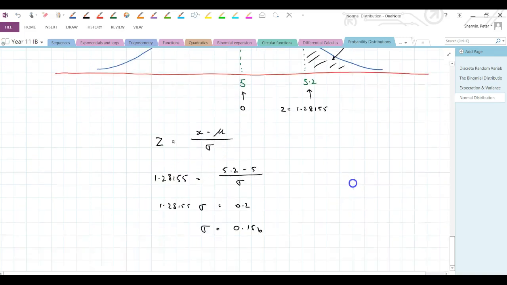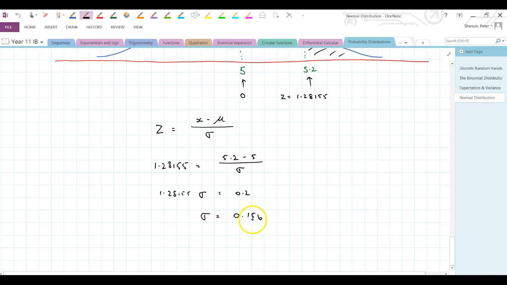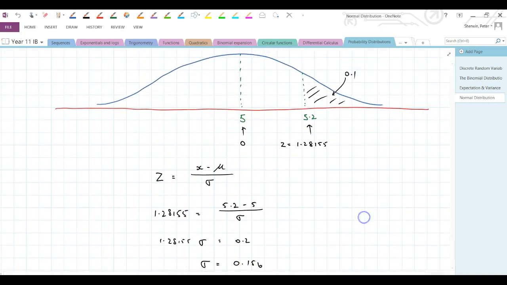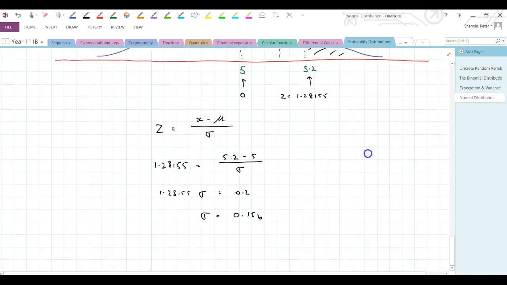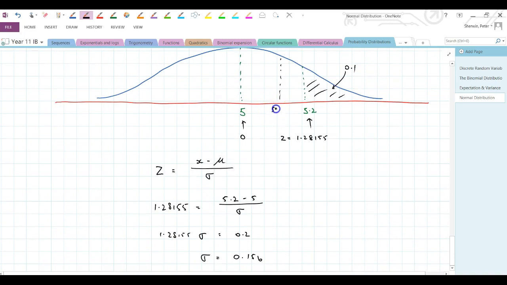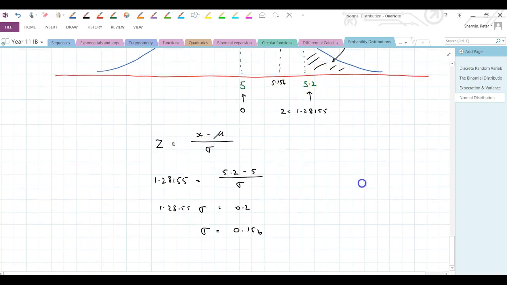So let's just see if that makes sense. If it's 0.156, then it would be 5 here. One standard deviation would be here at 5.156. 5.2, yes, it's just outside that, isn't it? And its z-score is 1.28, so I'm just over a quarter of the way beyond the first standard deviation, heading out towards my second standard deviation boundary. So that's how to use the z-score.